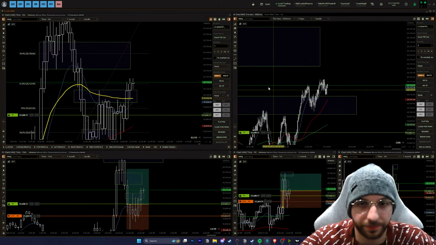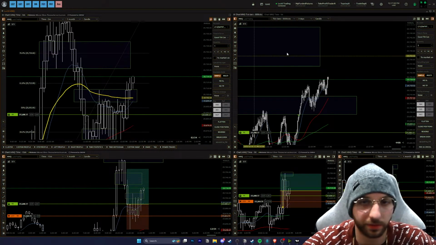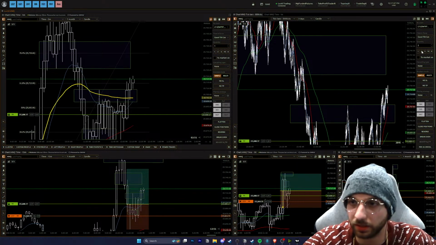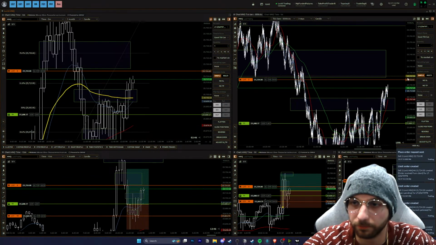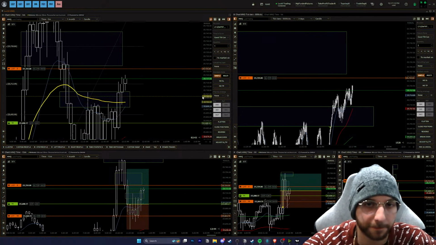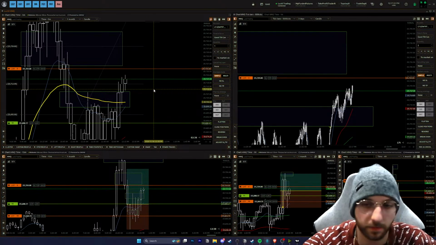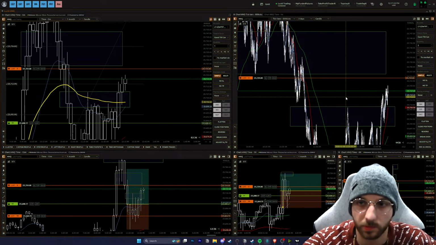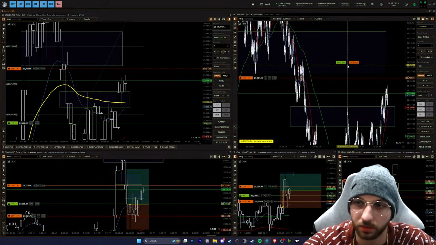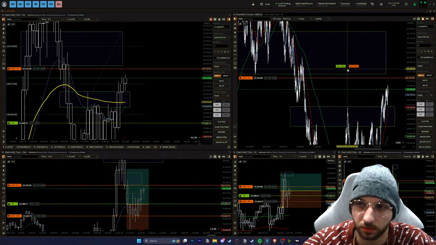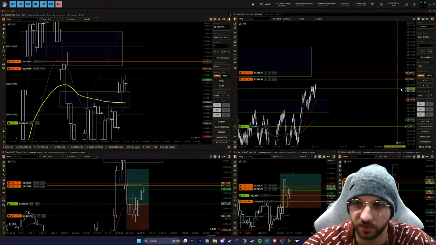Let's see if we can push this 5-minute into the 20s. I might take some off at 24s. Let's see, maybe let's take 2 off. Maybe another 2 more if we can hit just before 20s, I guess. See if we can hit those.